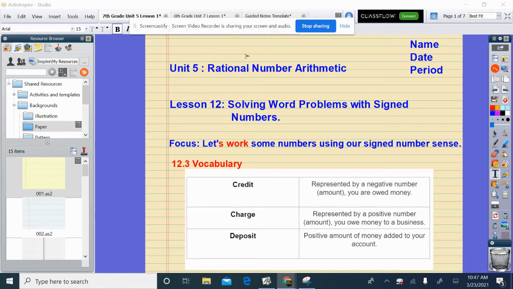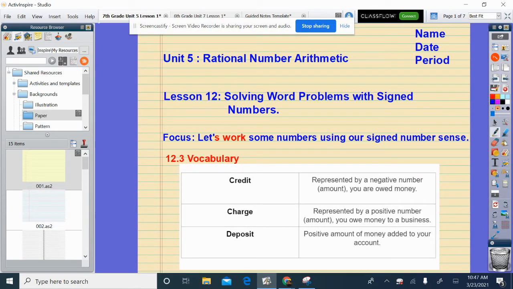So here we go. First of all, make sure you put your name, date, and period at the top of your page, because we want to make sure you don't lose any points for that. Right there, that's 1 point. And then don't forget to put in the lesson number, title, and the focus statement.